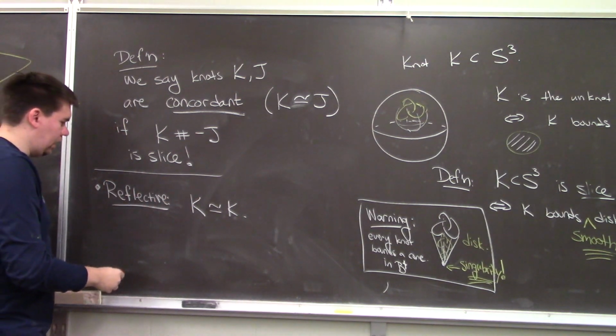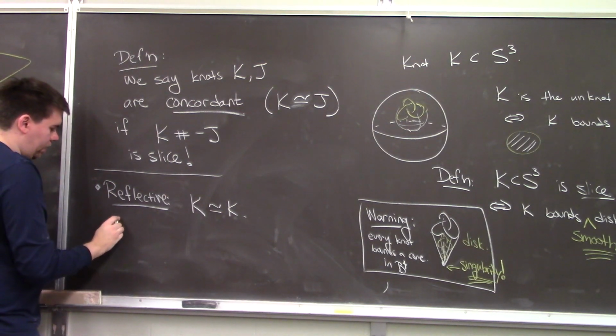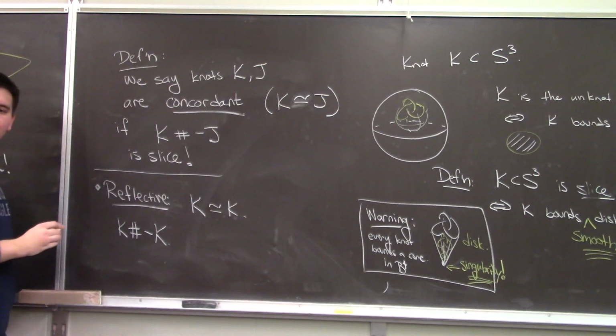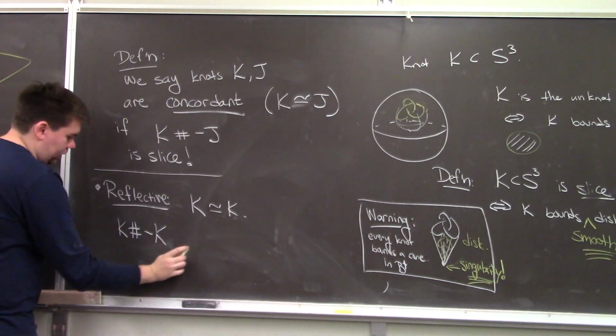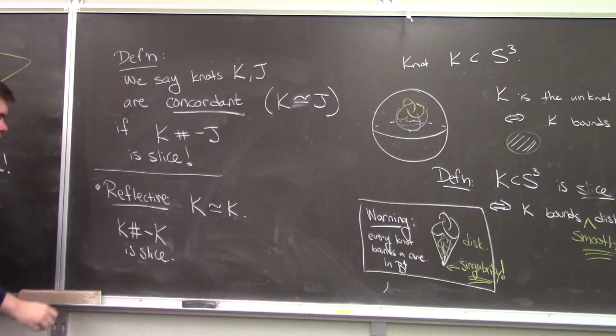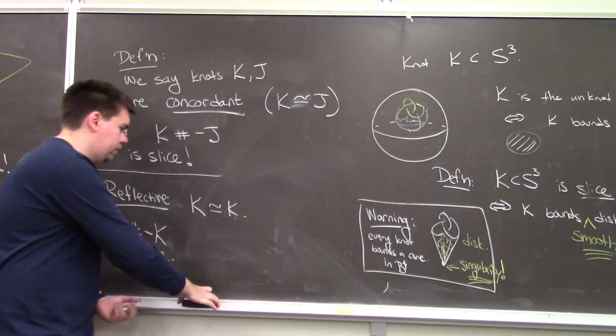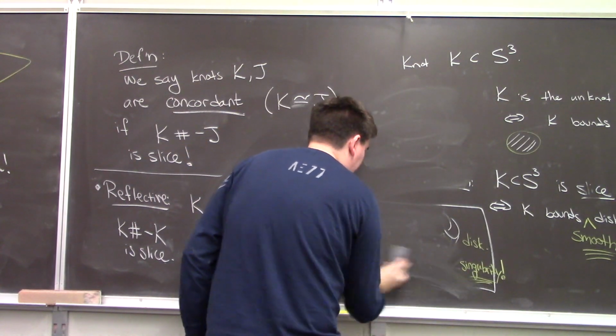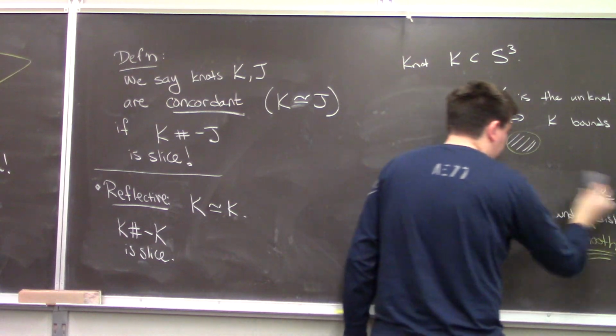That's equivalent to saying we want to show something about K connect sum its mirror image. We want to show that this is slice. So why should that be true? Well, let me show you with the trefoil, and the example will be so compelling you'll believe it's true for any knot.